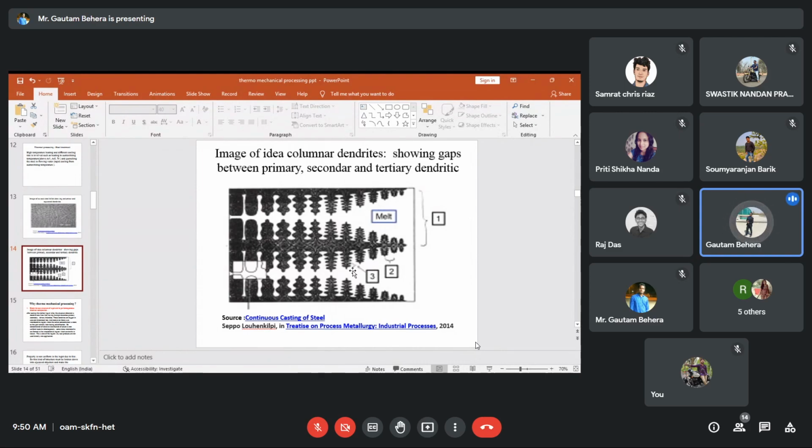Another difference is that dendrites are bigger-size grains. You can say dendrites are coarser grains, and we don't want coarser grains. Coarser grain is not good for the properties of steel or any material or alloy, right? So one issue is that these are directional. The second issue is that they are coarser in size. Coarser grains are not good. Can you tell me any other problems with dendrites?